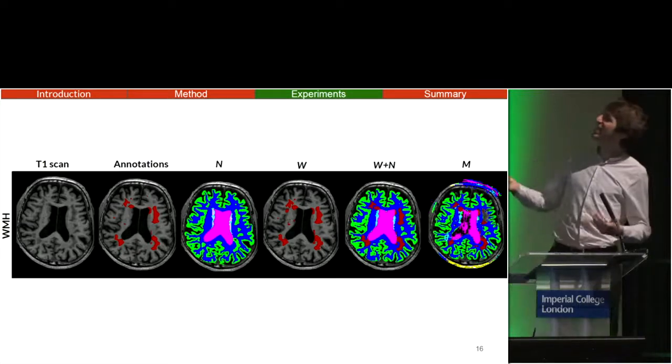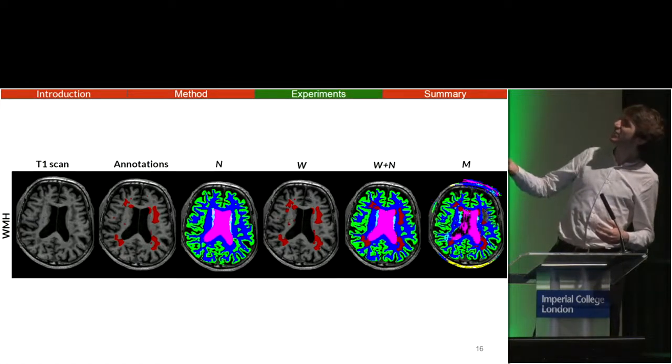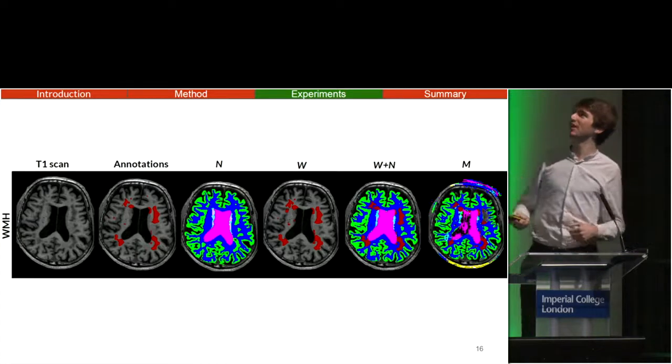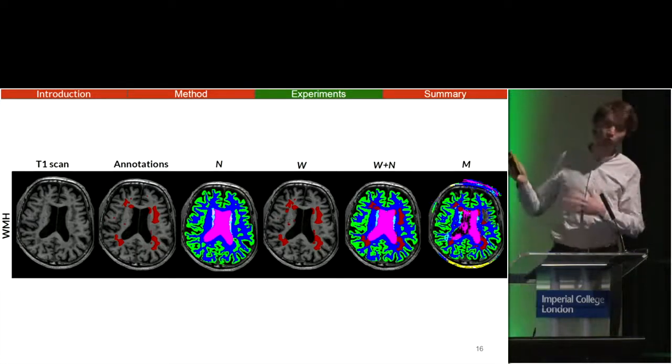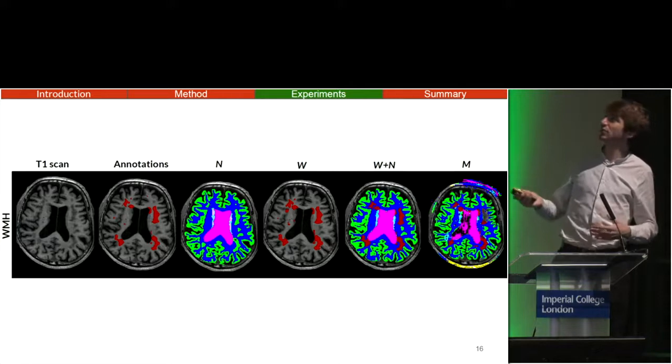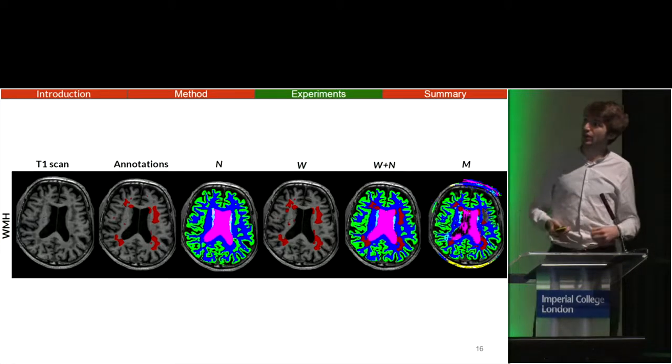A small spoiler. And here we can see the output of the network that is trained on the MR brain, so the fully supervised model. And as we can see, it doesn't perform well on the WMH.